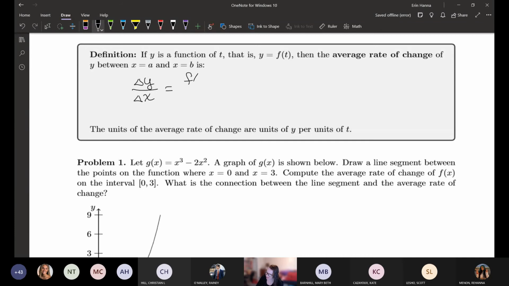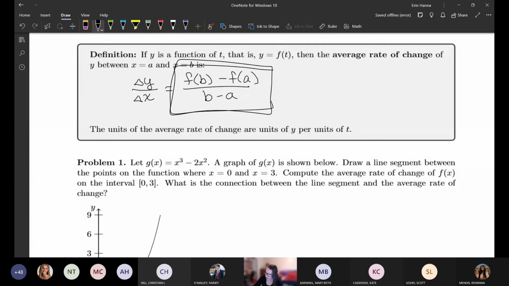Change in y over change in x, otherwise known as f of b minus f of a all over b minus a. Now, usually you'll see average rate of change written in this f of b minus f of a all over b minus a language, but I did want to also link it to a change in y over change in x. Now, you may say to me, well, that's slope. That's what we were just doing for linear functions. And yes, but also no. So average rate of change is a slope. It does represent a slope.